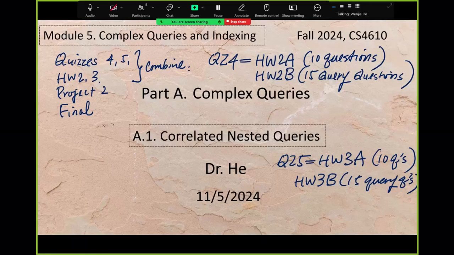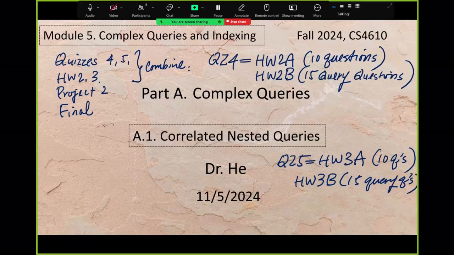In this way, after the combination, you can do less work. We can reduce about 2 quizzes. Then the final project 2 is still a lot of work, but we do slightly less. So that's the plan.